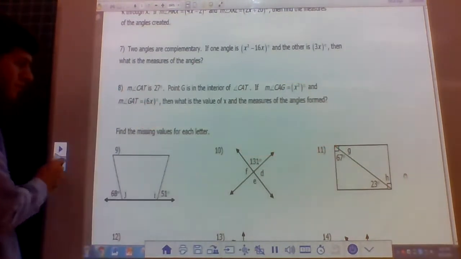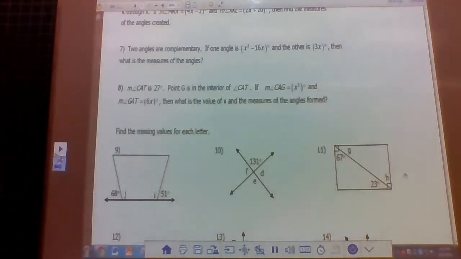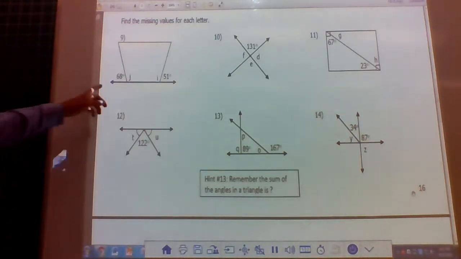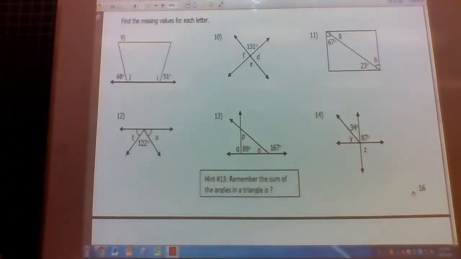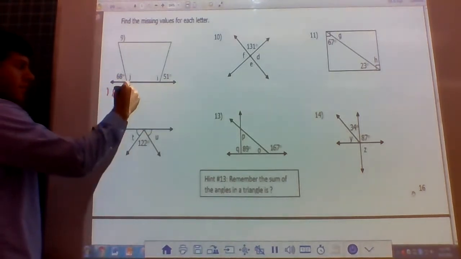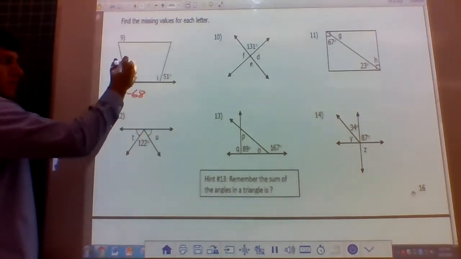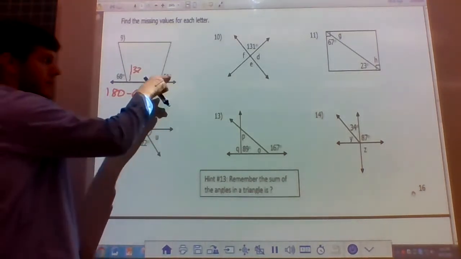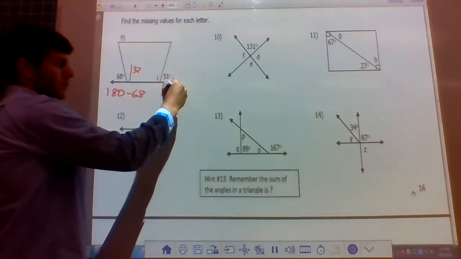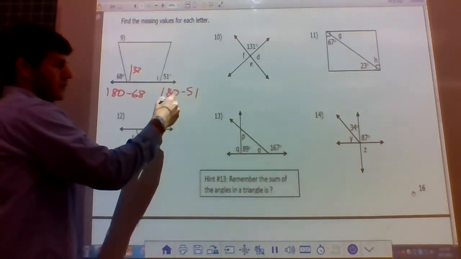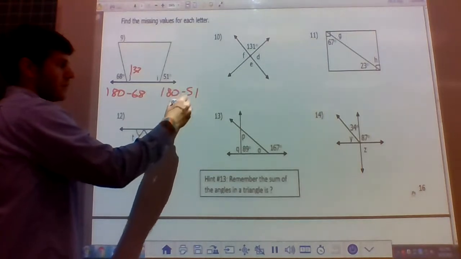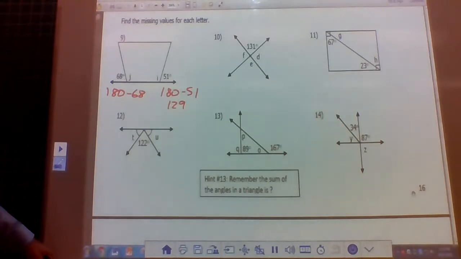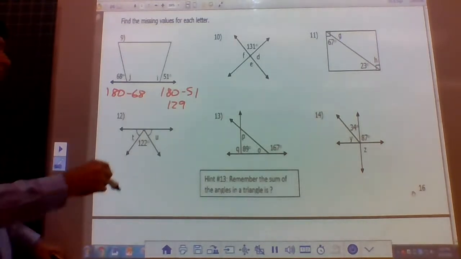Let's look at number 9 through 14. So here we have a linear pair. So this is 180 minus 68, okay, which is going to be 132. This one is 180, it's a linear pair. So we're going to do 180 minus 51, which is going to give us 129. That's not right. This is 112.